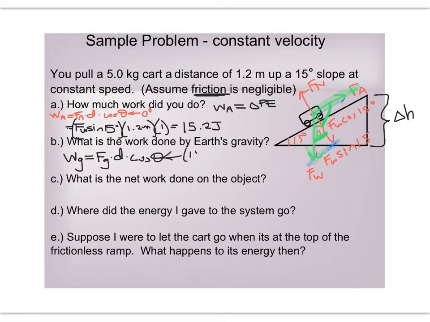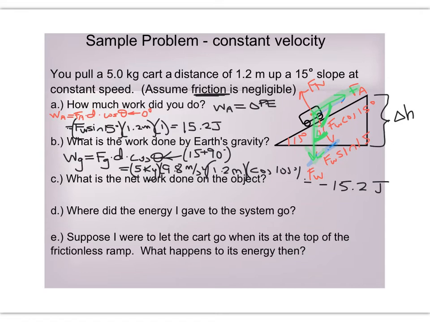15 plus 90. So my overall equation is going to be take the weight, m times g, so we'll take 5 times 9.8, times the distance, 1.2 meters, times the cosine of 105 degrees, and we end up getting negative 15.2 joules.